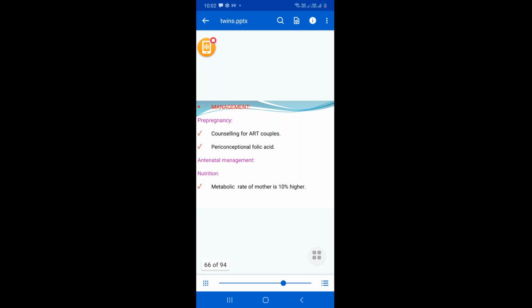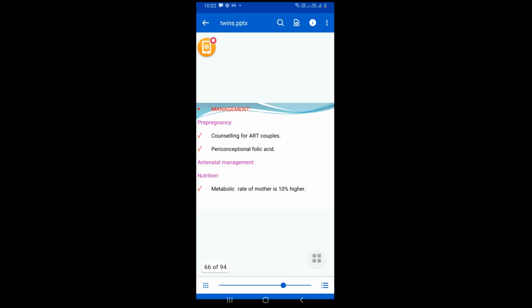The management of twin pregnancies. You need to do first pre-pregnancy counseling, the counseling of ART couples, because we have discussed that ART, that is assisted reproductive technology, is one of the etiologies of twins, because there will be super ovulation, super stimulation, or transfer of multiple embryos during the IVF stimulations. So you need to clearly explain to them that it might result in a multiple gestation, multiple pregnancies. Other thing, preconception folic acid should be explained to them.